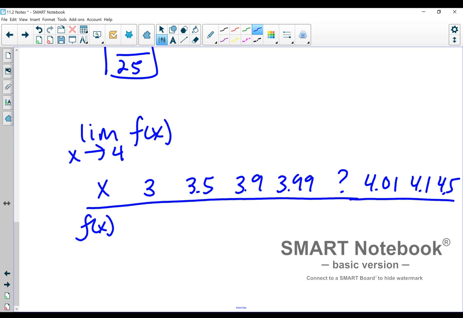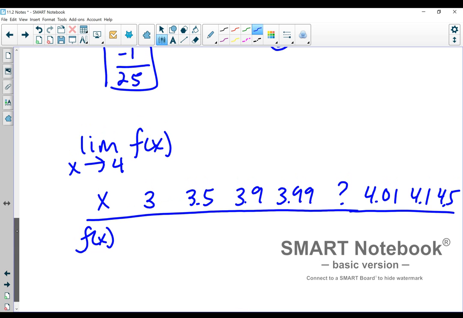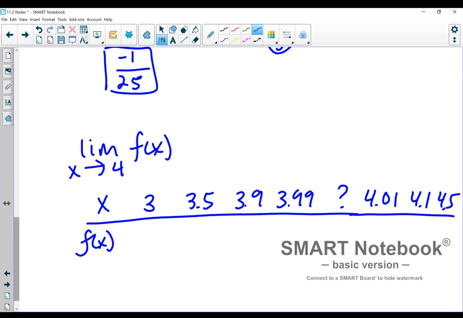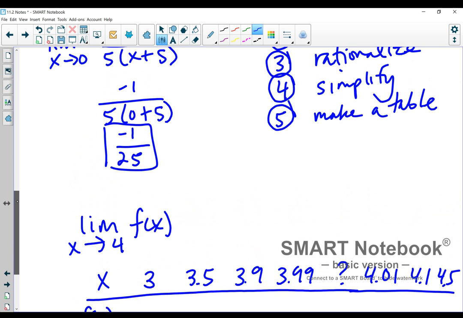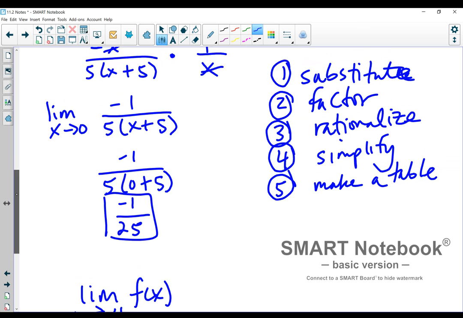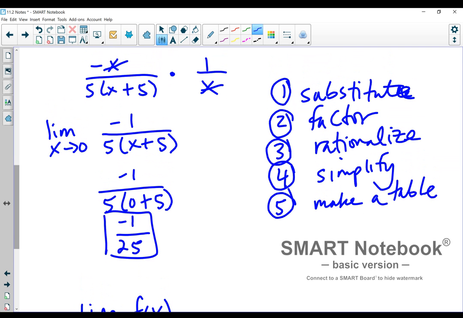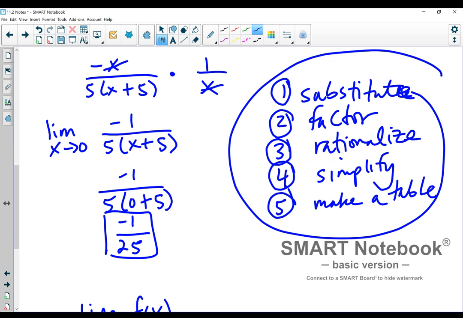And we'd find all those different y values. So we looked at tables a little bit in 11.1. I think there's a couple homework problems that had tables, but that's really our last ditch effort. We don't want to make a table. So these again are our strategies for finding limits.